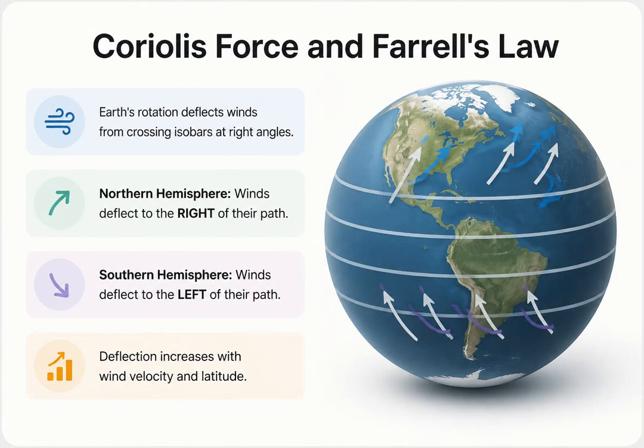Now we introduce the rotation of the Earth, which brings us to the Coriolis force. Because the Earth is spinning, winds don't travel in a straight line from high to low pressure. Instead, they get deflected. According to Ferrel's law, winds in the northern hemisphere are deflected to the right of their path, and winds in the southern hemisphere are deflected to their left. This force only affects air that is already in motion, and it gets stronger as wind speed increases.